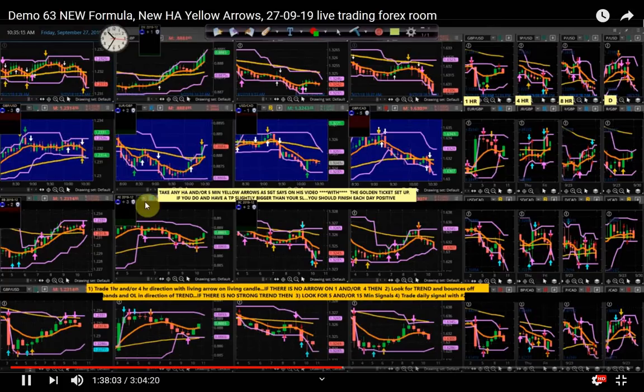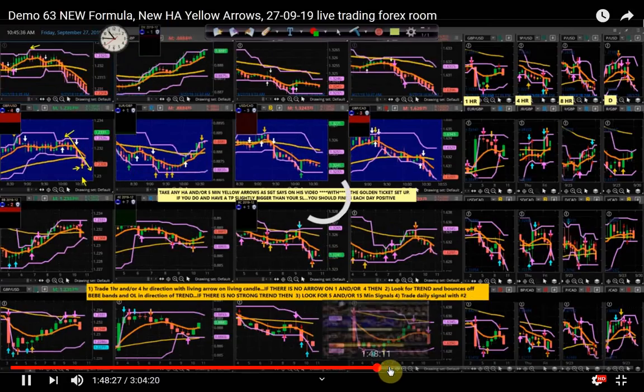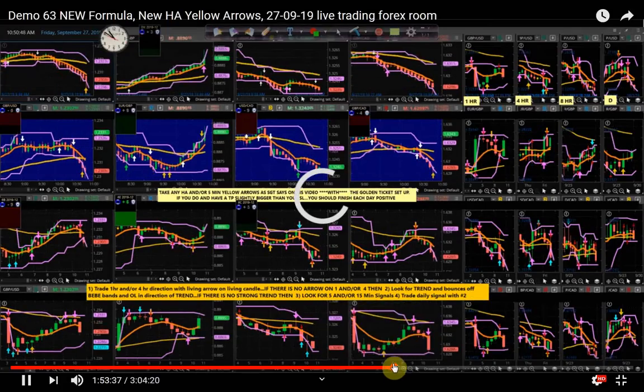Okay, but here's the thing. I'm just going to fast forward a little bit more because I want to get to a point. Right, I'll pause it there. Your GCAD, look at that. Now look at this. Look at the GU, right off the 4 hour orange line.